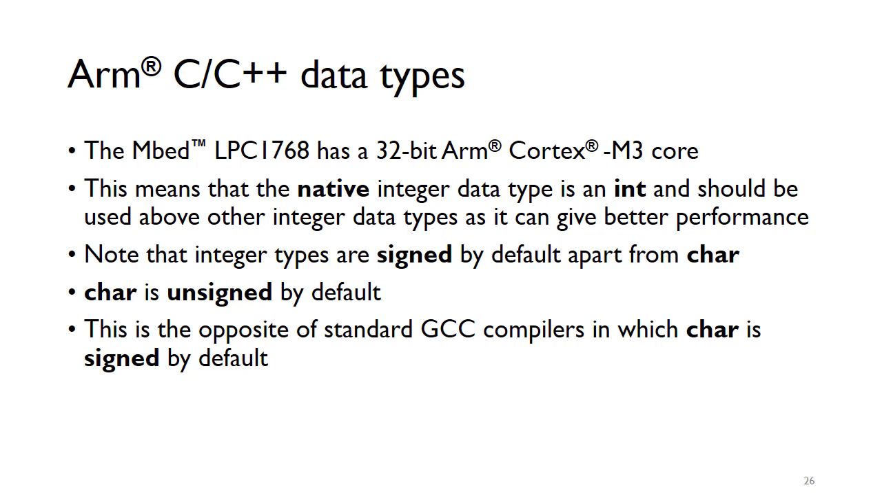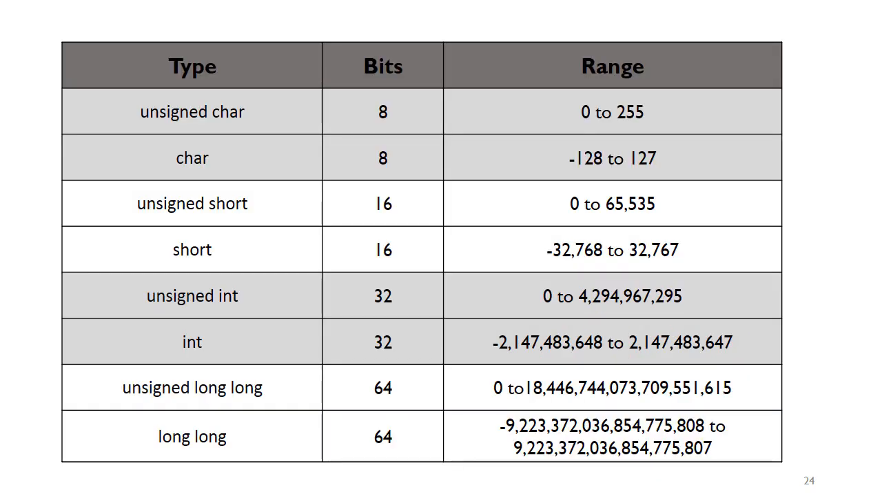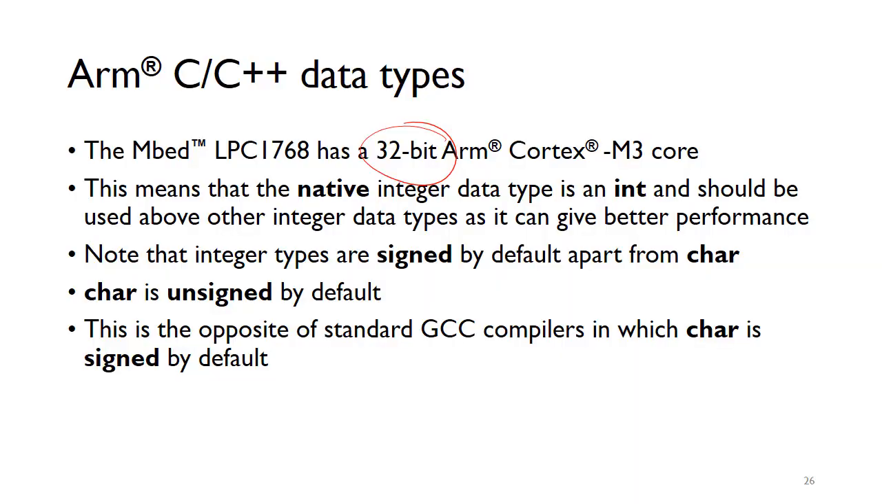Later in the course, we're going to be using an Mbed development board. This has got an NXP LPC1768 microcontroller on it, which in turn has got a 32-bit ARM Cortex-M3 core. Because this is a 32-bit machine, you can see the native integer type is an int. We saw in the previous table that an int was 32 bits. You imagine you've got your 32-bit buses inside, so the native data type for moving things around is 32 bits in parallel. So in your code, you should use ints above other integer types, as that can give better performance.